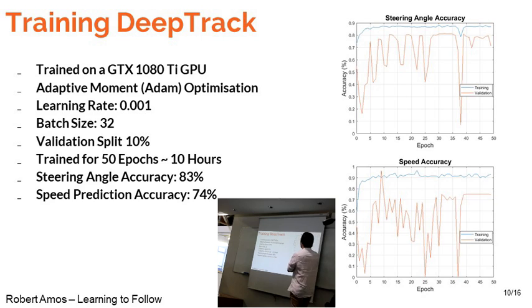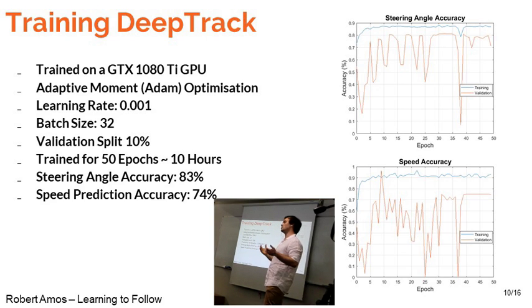So the model took 50 epochs to train, which was about 10 hours, and we can see that the accuracy on the training data set is significantly higher than the accuracy on the validation set, signifying that the model was overfitting the training set quite significantly. This was to be expected due to the limited amount of data I was able to gather during the time frame. However, the best model from this was able to achieve a steering angle accuracy of 83%, and that was at around the 33rd epoch. Correspondingly, the best speed prediction at that time was 74%.